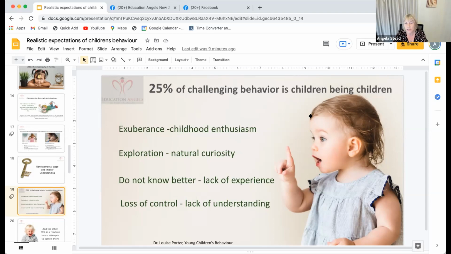So often it's because they don't know better. They just don't have that life experience to know that some things shouldn't be said or some things shouldn't be done. It's such a lot for a child to learn. They learn so much in those early years, and they are so competent that sometimes we can expect too much of them.